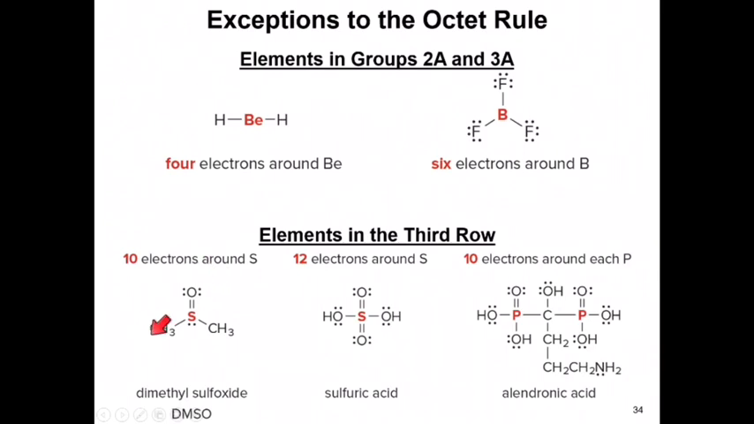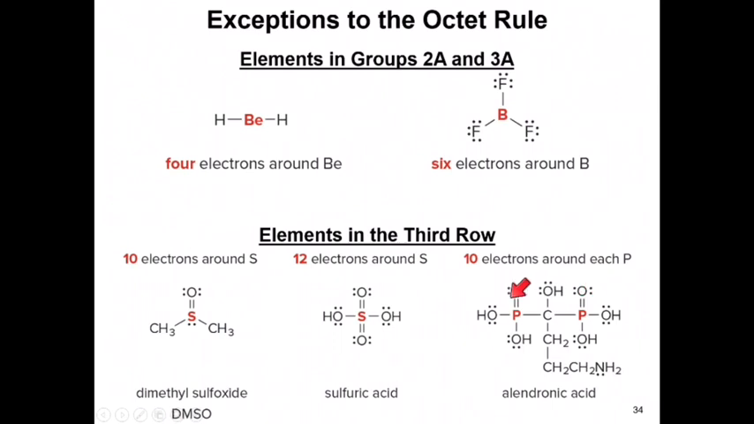Here we have the Lewis dot structure for dimethyl sulfoxide, or DMSO, and as you can see, the sulfur atom has a total of 4 bonding pairs and 1 lone pair for a total of 10 electrons, which disobeys the octet rule. Looking at sulfuric acid, this is the Lewis dot structure for sulfuric acid. The sulfur has a total of 12 electrons. Sulfur has a total of 6 bonding pairs, which is equivalent to 12 electrons.